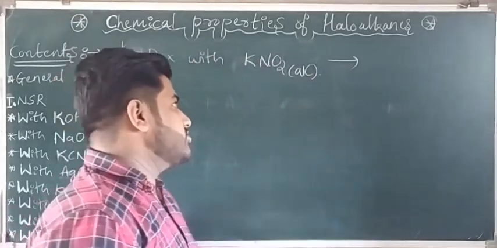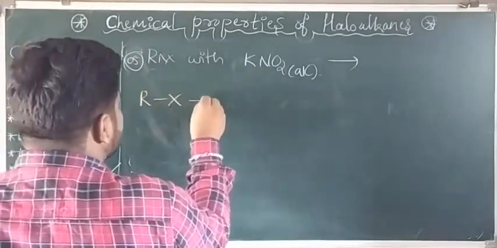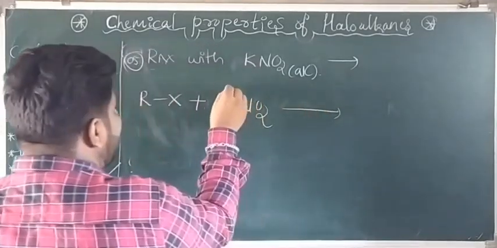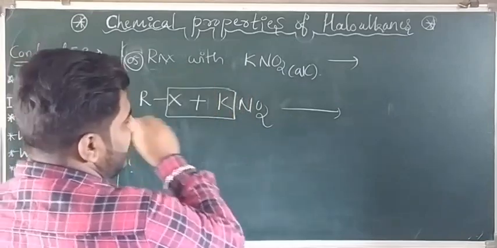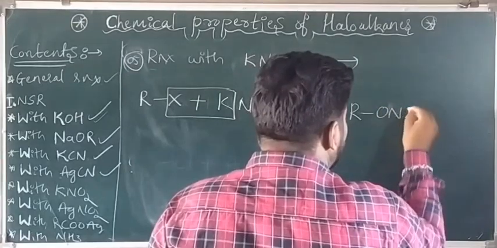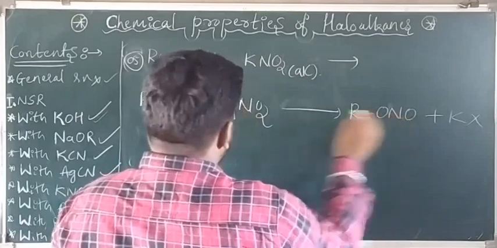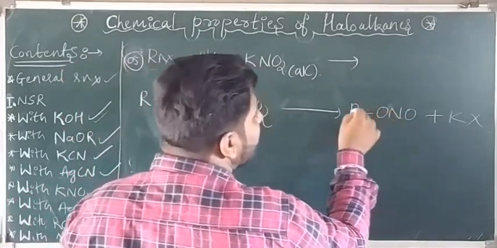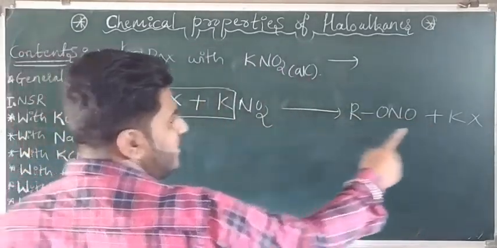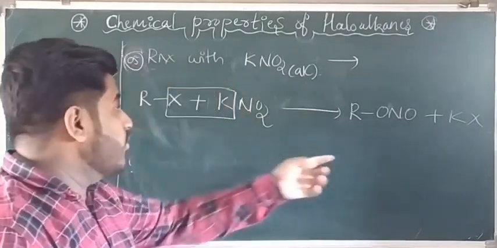So that is a condition here, reaction media. Reaction with KNO2. When you add haloalkanes to KNO2, KX is eliminated, no doubt, but we are getting RONO instead of RNO2, plus KX. RONO means in the nitrite group, oxygen is bonded to the alkyl group. Potassium halide is eliminated, and this RONO is formed.